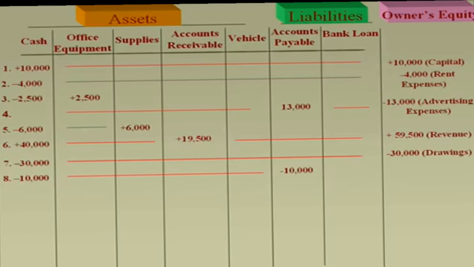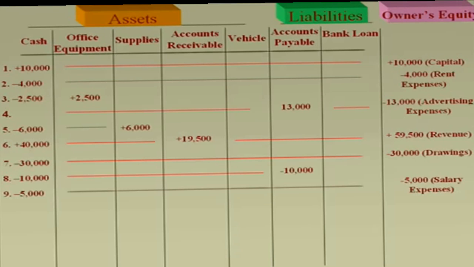What about the next one? You paid employee salaries of 5,000. Cash goes down, and you have salaries expense. Is an expense good for equity or bad for equity? We agreed it's bad. Here it comes. Cash goes down 5. Owner's equity goes down 5,000.